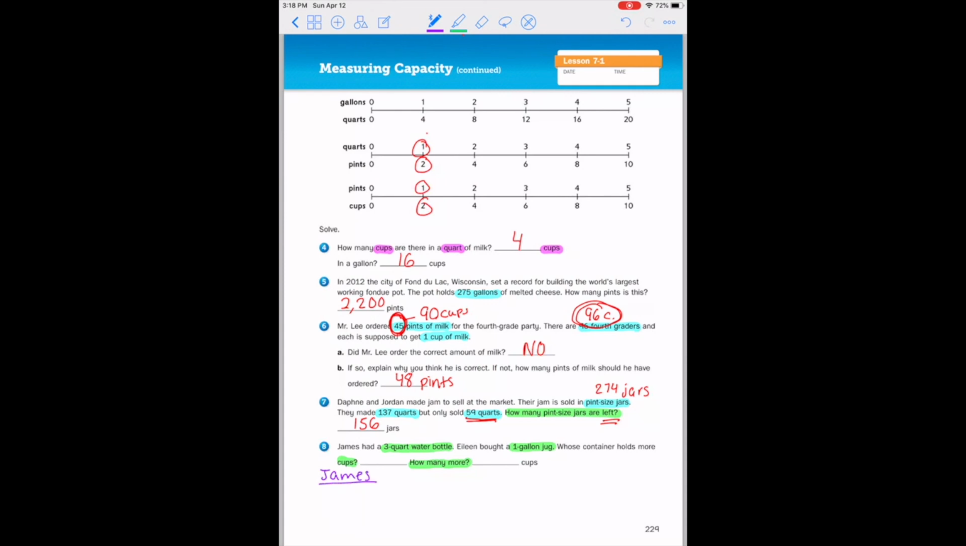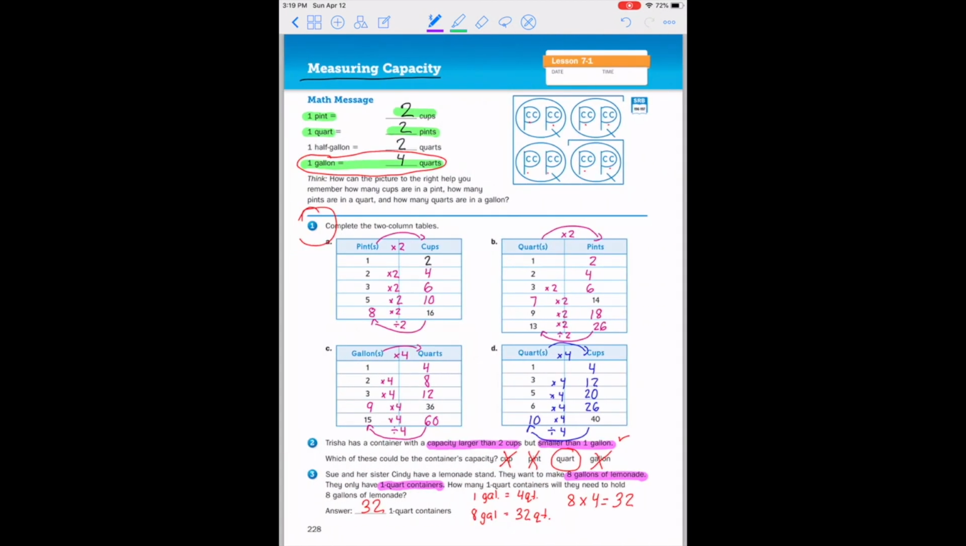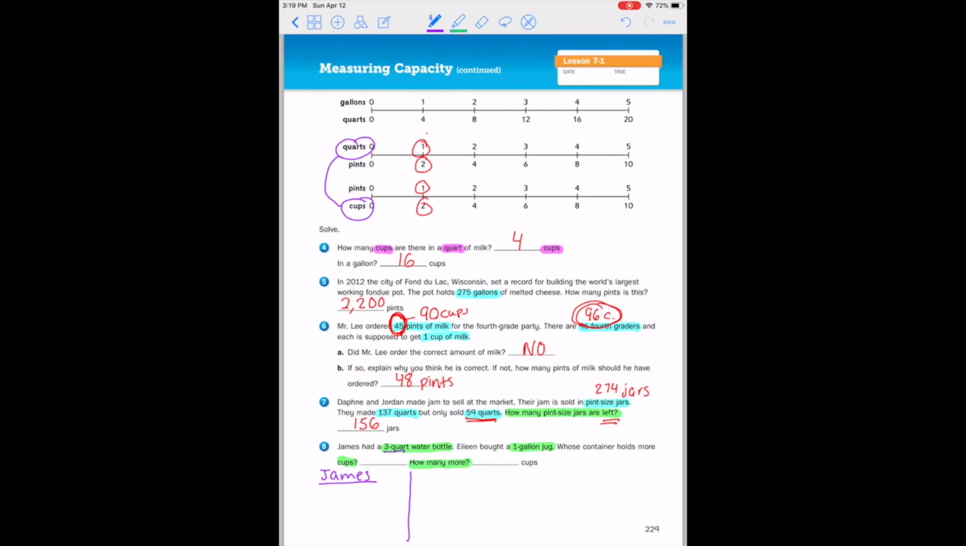James. So he had a 3-quart water bottle. So we need to go from quarts to cups. And if you use your picture on the left, for every quart, for every Q, there's 4 cups. So for 1 quart, it's equal to 4 cups. And he had a 3-quart water bottle. So 4 times 3 is 12. So his water bottle can fit 12 cups of water.